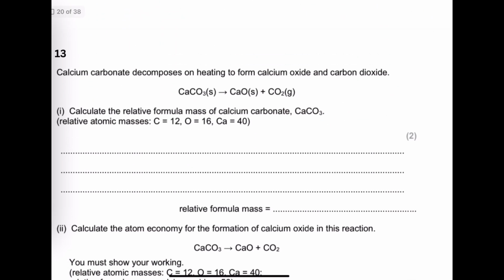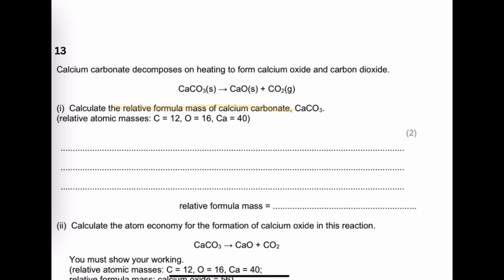Question 13. Calcium carbonate decomposes on heating to form calcium oxide and carbon dioxide. Calculate the relative formula mass of calcium carbonate. All we have to do is add every single element together, their relative atomic mass. So we can see over here Ca, that is 40. And we have 1 carbon, so plus 12. And we have 3 oxygens, so plus 16, plus 16, plus 16. That is 100.